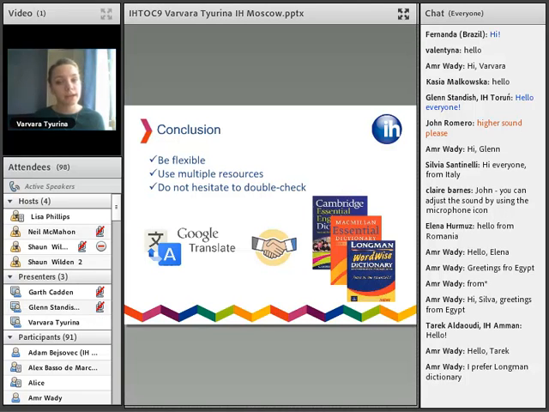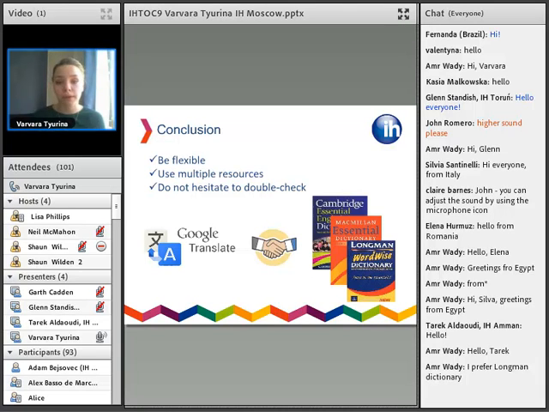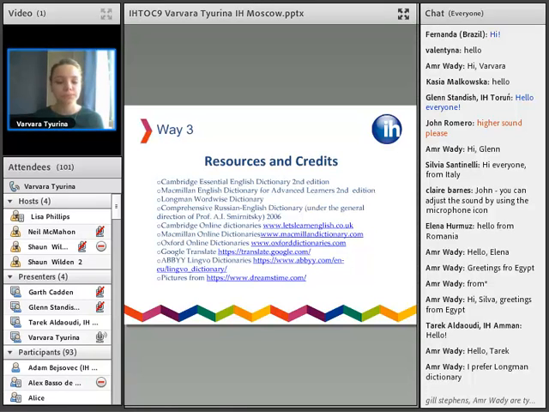So the conclusion that I have is really simple. Be flexible. Do not stick to only one resource. Do not stick to one tool. Try to combine them. Try to use online translators in one case, monolingual dictionaries, bilingual dictionaries, and do not hesitate to double check and to see whether the translation that you've chosen really works in the context, because it saves you a lot of time and nerves to be sure that you've made the right choice.